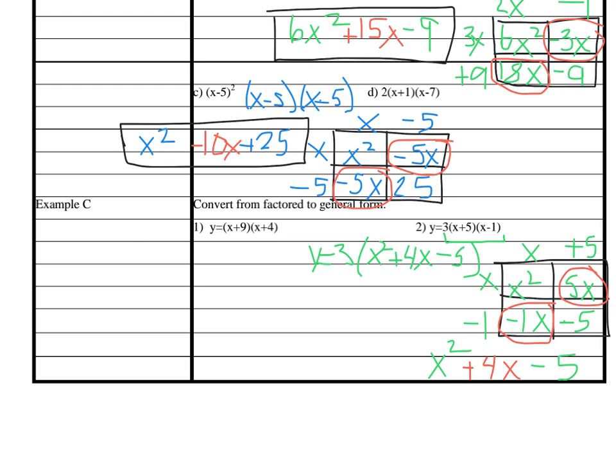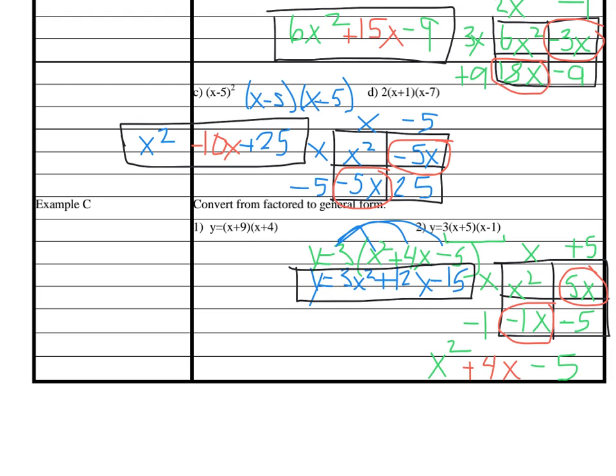Next we would distribute. So y equals 3x squared. 3 times 4 is 12x. 3 times negative 5 would be minus 15. Now we look to see if there's any like terms we can combine. I only have x squared, x, and then no x, so there's nothing new to combine. So we have converted from factored form to general form. Y equals 3x squared plus 12x minus 15.